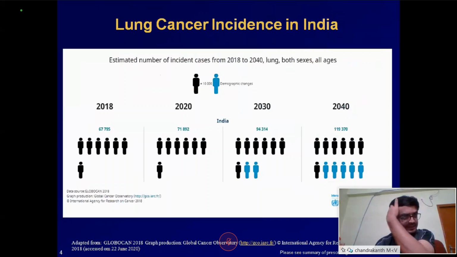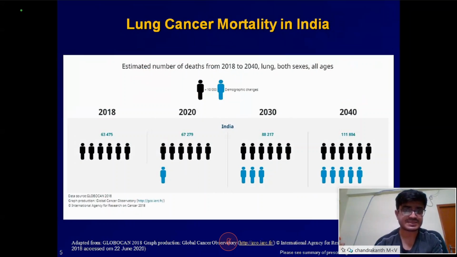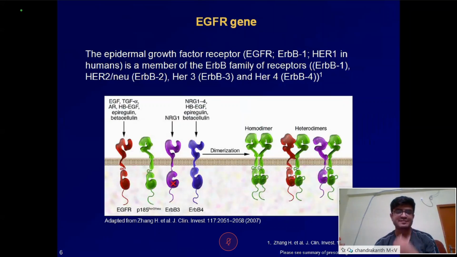This is again the lung cancer incidence in men and women. You can see as many women as men as time progresses, and it has high mortality because the lung is a vital organ. You cannot get away with lung cancer, and it has a high conversion to mortality. And this is the structure of the EGFR gene.